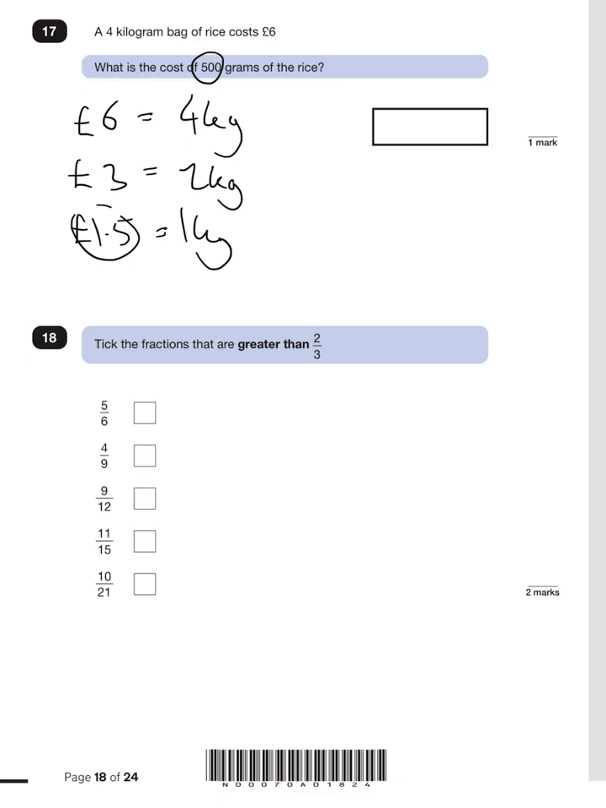So I'm going to write 0.75. Make sure you either write 0.75 or 75p, depending on what you prefer. They're the same. Both of them would be correct.